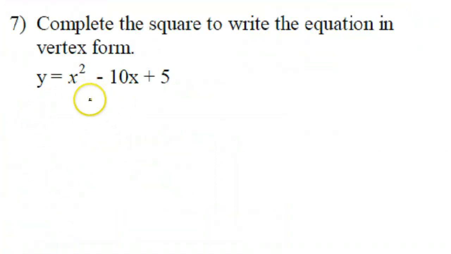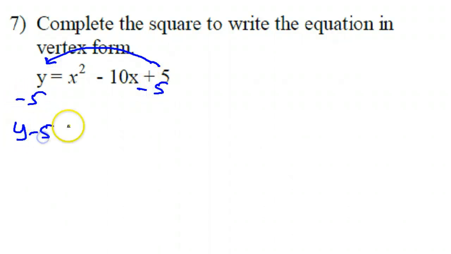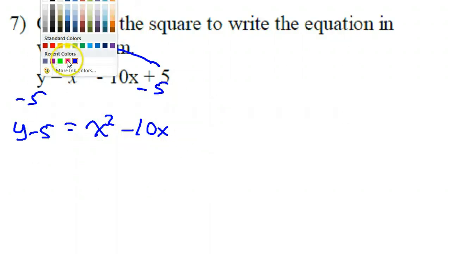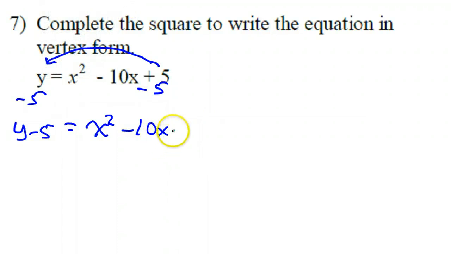Alright, so this is back to an easy one. So let's just get that 5 out of here, subtract 5 from both sides. So I've got y minus 5 is equal to x squared minus 10x. Okay, well, what is the magical number that completes the square? I'm hoping you said 25. Half of the middle is 5. 5 squared is 25. There's no multiplier here. There's no 2 or anything. So I'm just going to add 25 on the left as well.